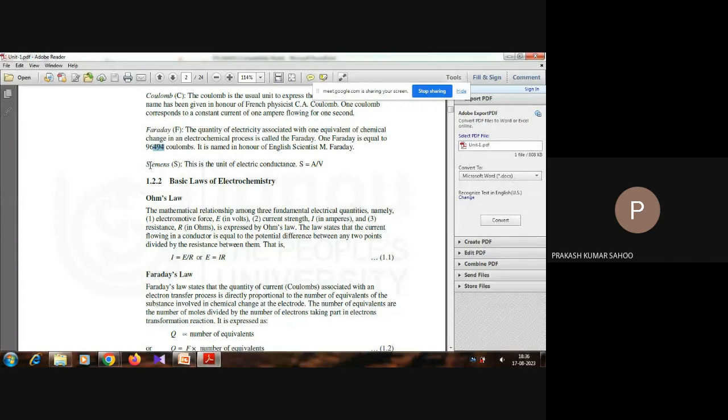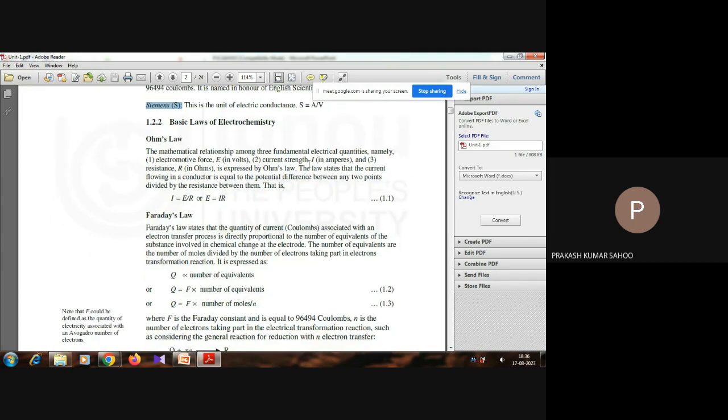Then Siemens is the SI unit of electric conductance. What is conductance? It is the property of an electrode which allows the current, or which allows the electricity, to pass through it. It is known as the conductance. So it is ampere by volt.